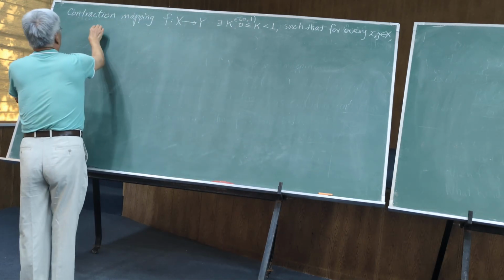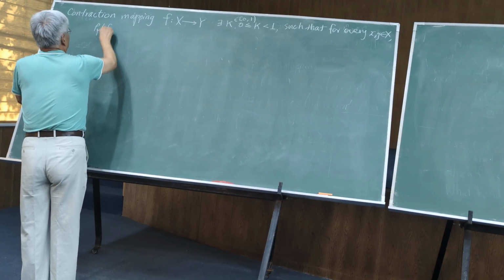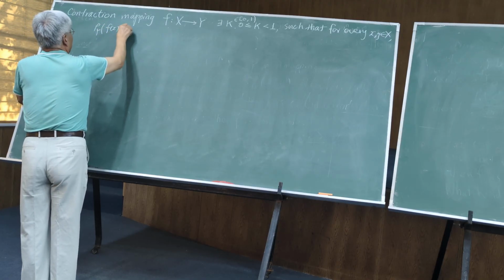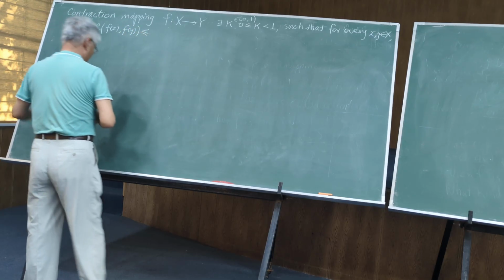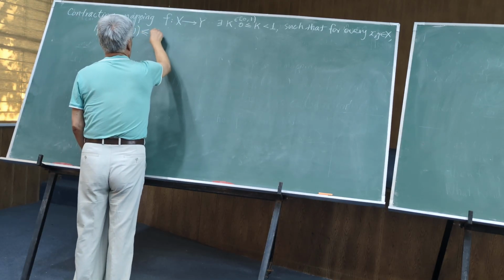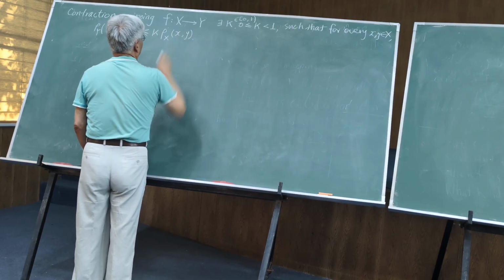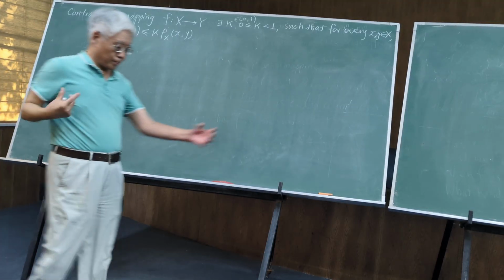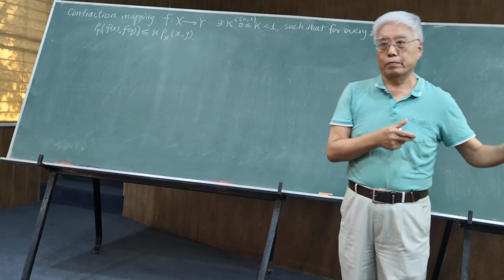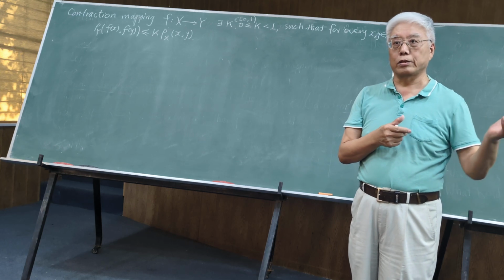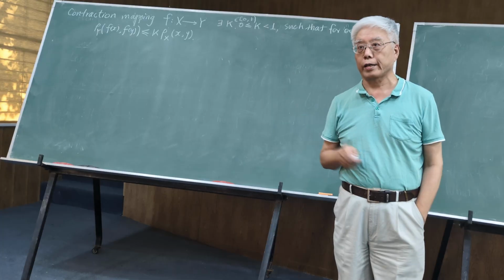rho_Y(f(x), f(y)) is at most k times rho_X(x, y). In words, we just said that the distance between any two points in this image space is at most k times the distance between the original points x, y in this space.